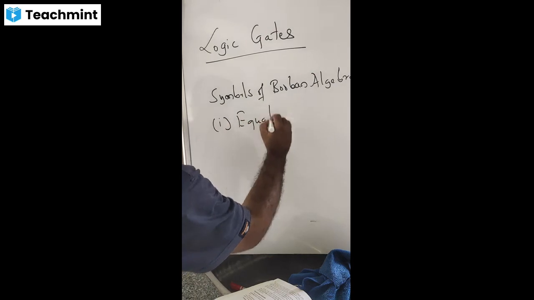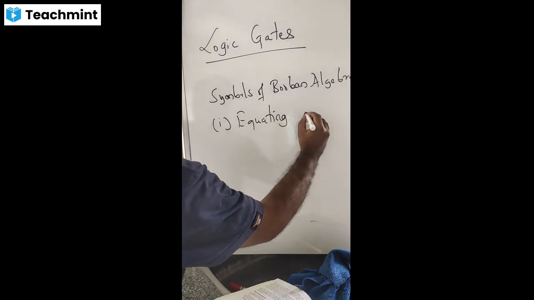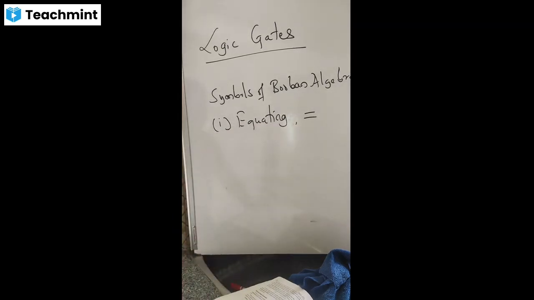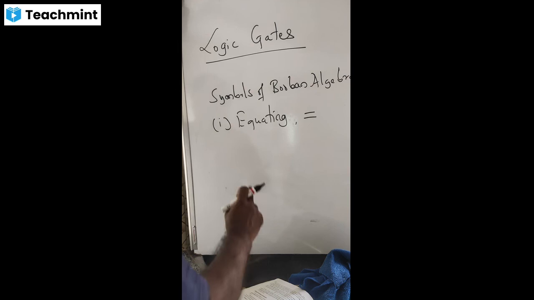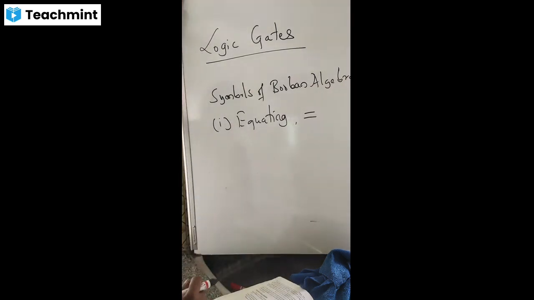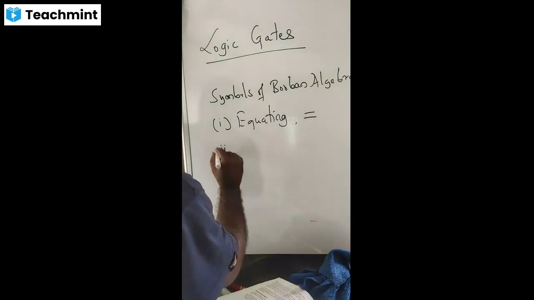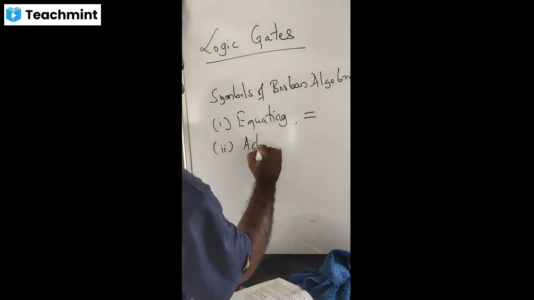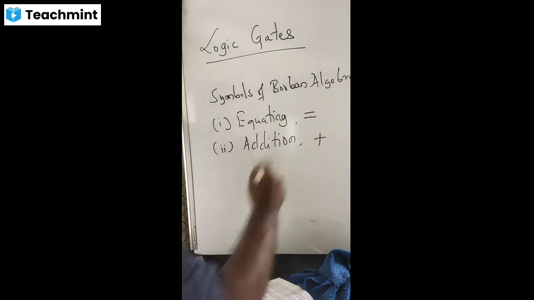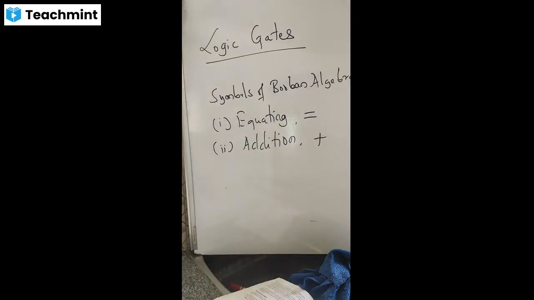Equating means that after doing some algebraic expressions, whatever result you get, you write it as that result equal to. That's why we call it the equating symbol, as usual you have in mathematics. And then addition, as usual you have plus. In mathematics, you know general addition symbols are there.